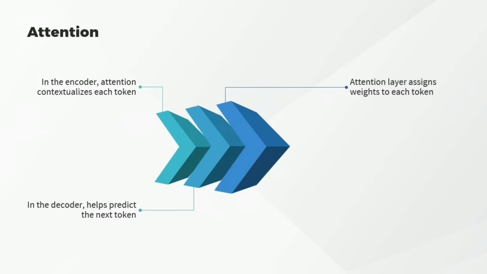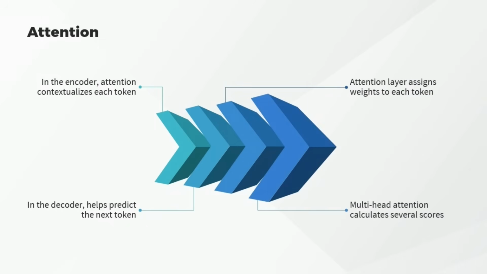The model uses the attention layer to assign weights to each token. Usually, though, a technique known as multi-head attention calculates several scores, and an iterative process builds the output sequence token by token.